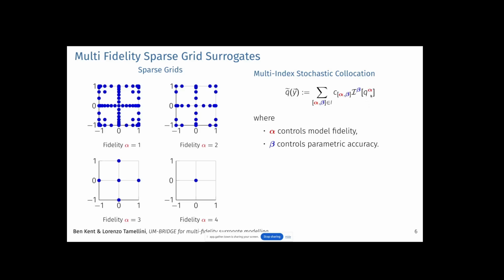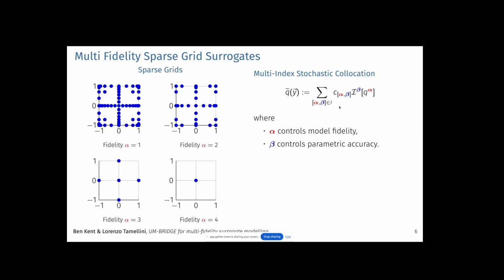So we have these different fidelity models, Q alpha, different levels of interpolation, defining these different grids that we're going to interpolate on. And then it's just a linear combination with these coefficients C, which depend on these what I'll call multi-indices, the things which are controlling the fidelities in our different approximations.